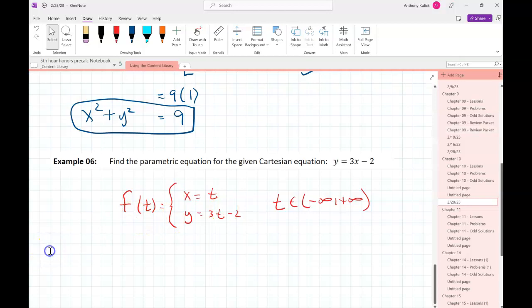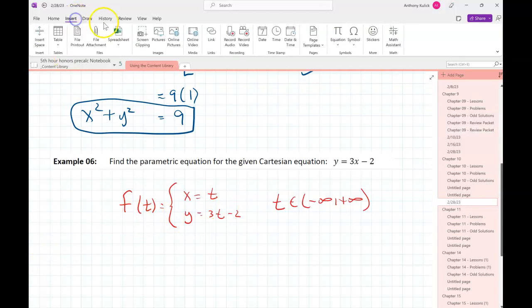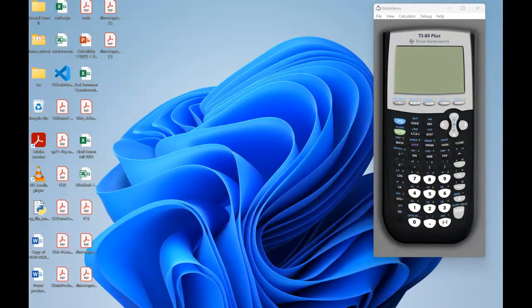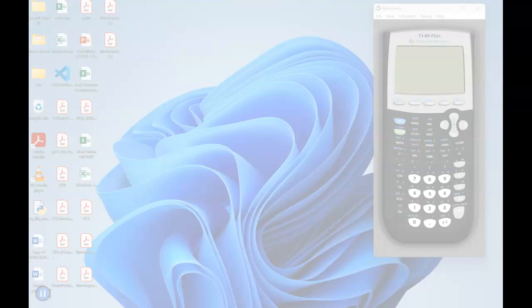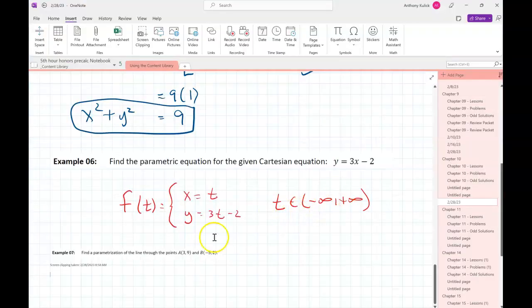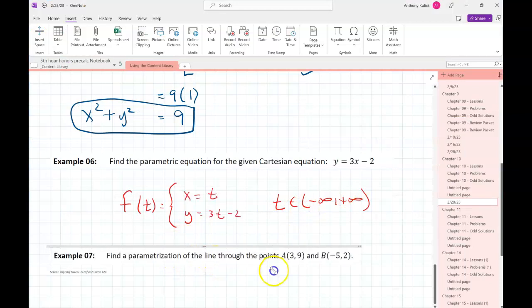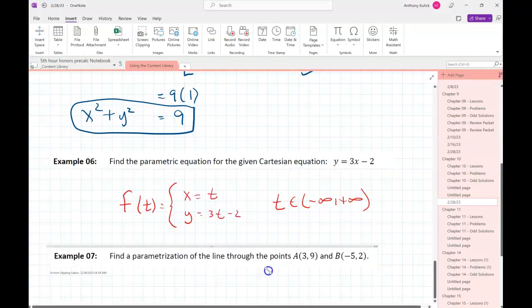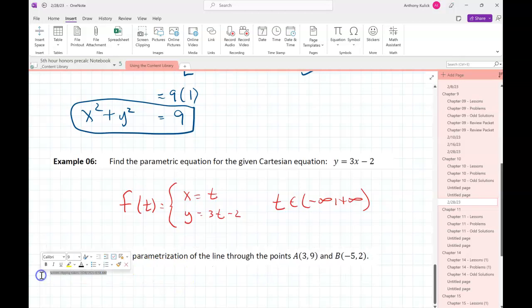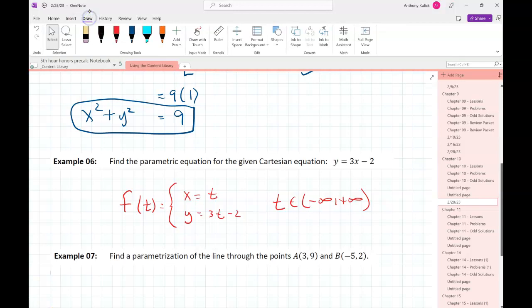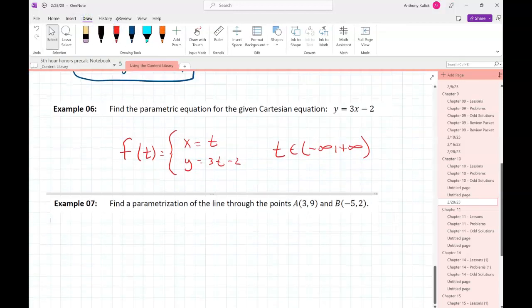Well, I mean, if it's like that, are they all going to be like that, Mr. Kulik? Well, I don't know. What if we ask you to find the parameterization, so the parametric equation for the line that passes through the points (3, 9) and (-5, 2).